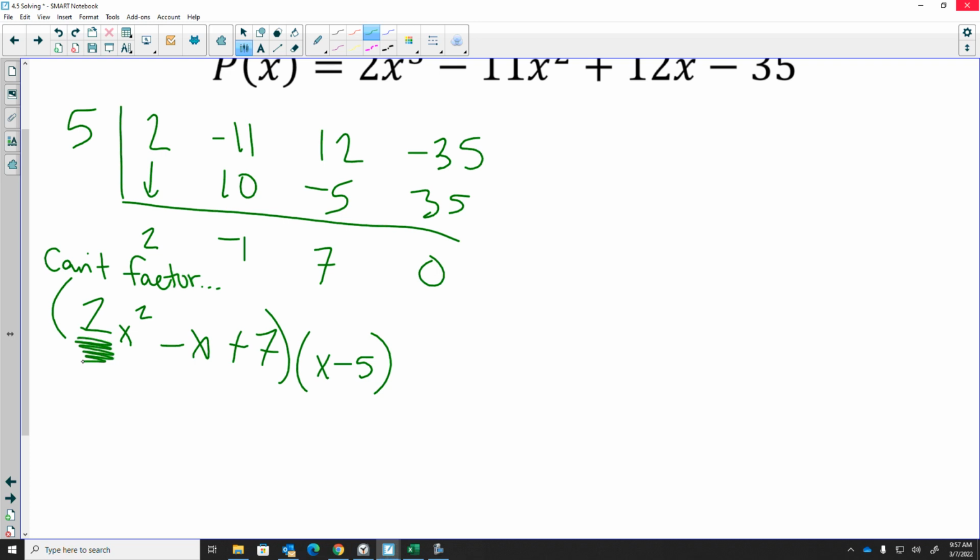So our only option is everybody's favorite thing, the quadratic formula.